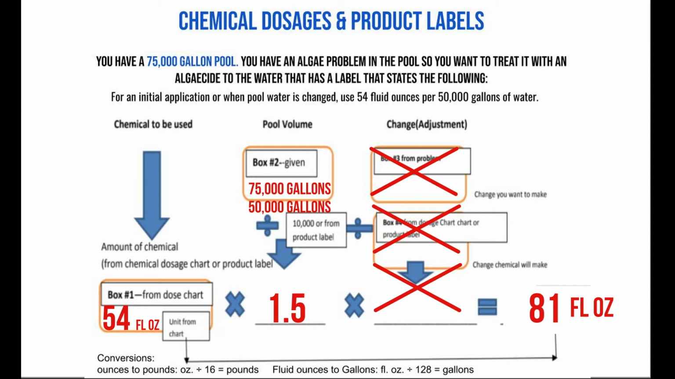We rewrote the unit there. So 81 fluid ounces divided by, we have our conversion factor right here, fluid ounces to gallons. We're going to take the 81 fluid ounces and divide by 128, and that's going to give us 0.63 gallons of this algicide.